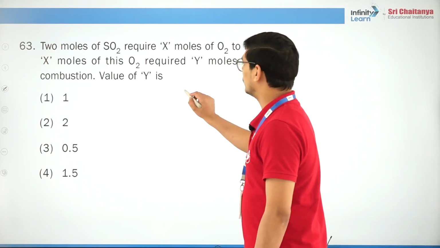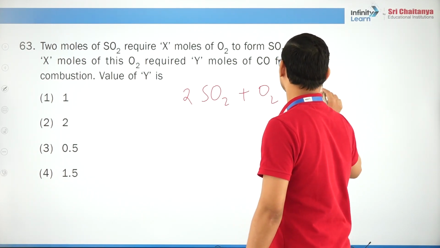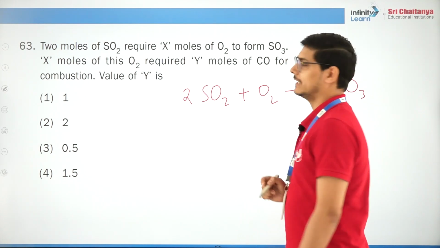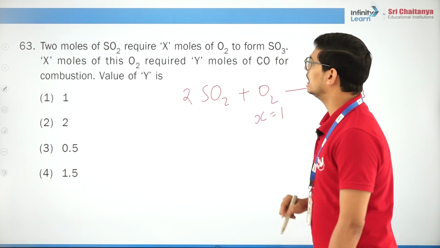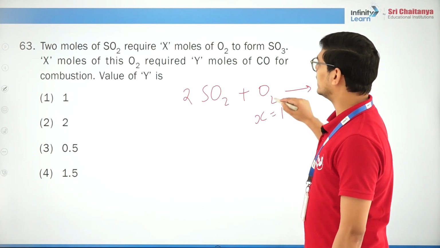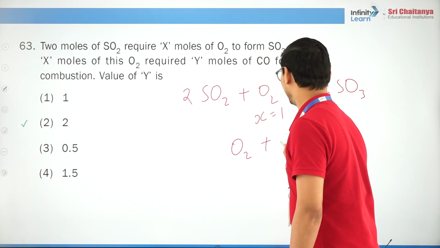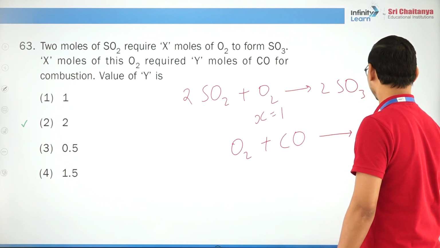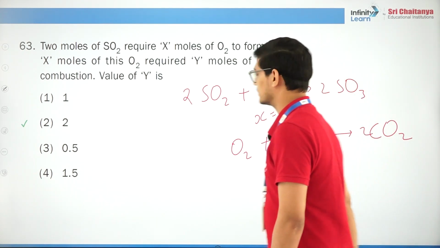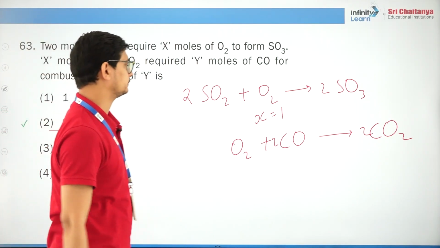2 mole of SO2 requires X mole of O2. Yes, so this is the equation, right? So for 2 mole of SO2, I need 1 mole. So X is 1. X mole of this oxygen requires Y moles of carbon monoxide. Okay, now this is O2 plus CO gives what will happen? CO2. Balance this equation. Is that clear? So the correct answer will be 2.